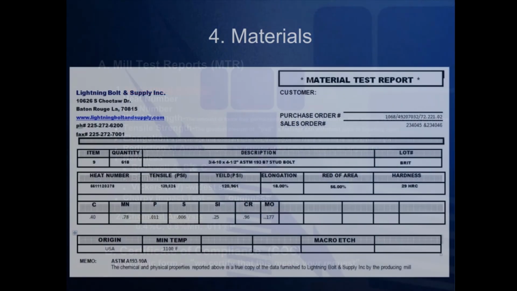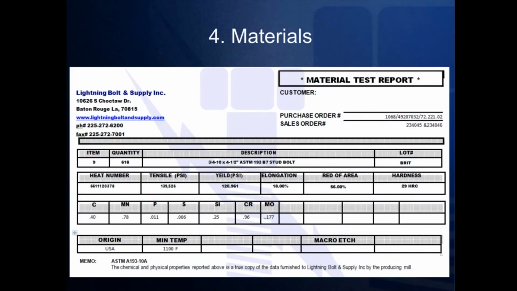Here's an example of a mill test report. As you can see, many of the elements that we just discussed are available here. On the MTR, you will see that there is a purchase order and a sales order number, a description of the item, the lot number, its heat number, tensile strength, yield strength, elongation, reduction of area, and hardness. Below it, you'll also find the chemical composition of this alloy.